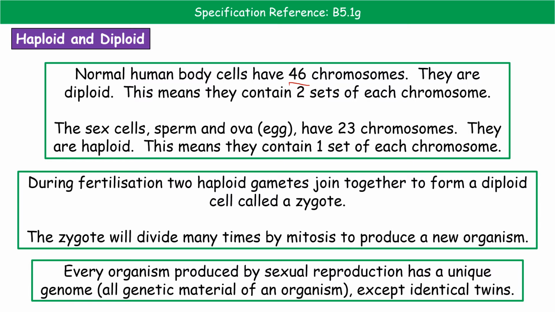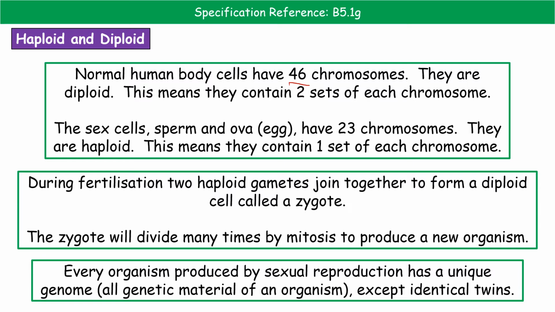Beware though, because that's only in humans. They can give you questions on the exam paper about any random species they fancy, so don't fall into the trap of just automatically going for the numbers for humans. Read the question. If it says body cells, it's obviously going to have 2 sets of the chromosome.